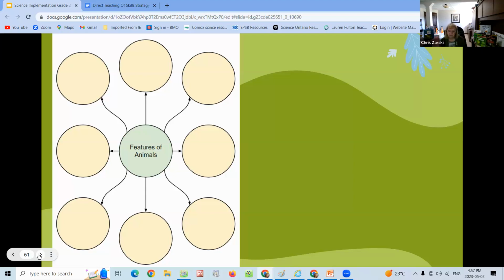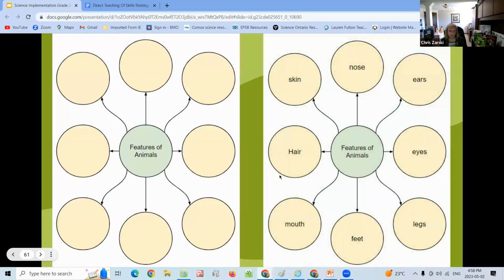Let them pick a pet. Let them pick a familiar animal they know. What are features? What are distinguishing characteristics of an animal? So that they start to learn what features are. So they have hair, they have skin, they have nose, they have ears, eyes, so do we, right? We have feet.